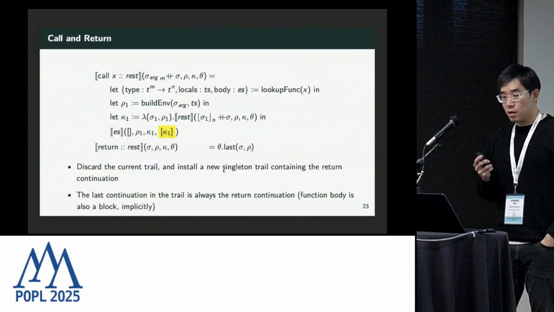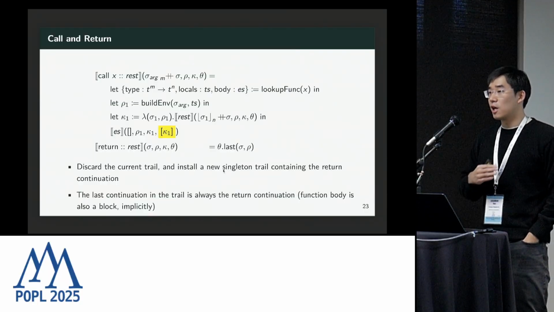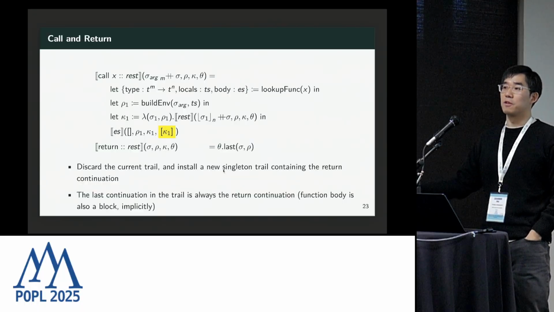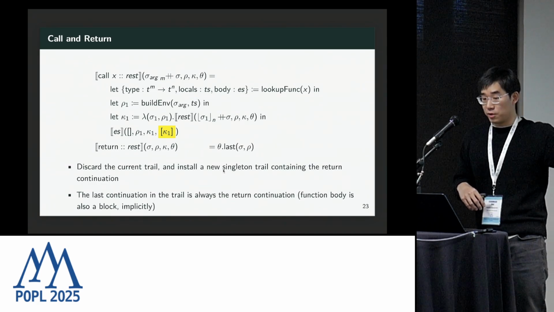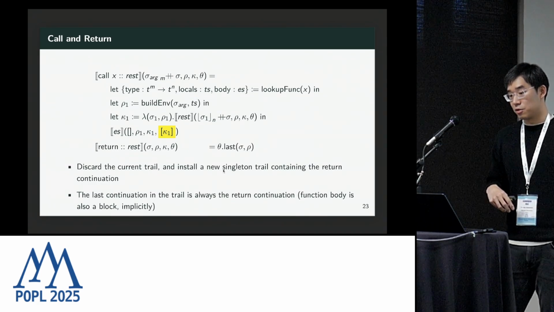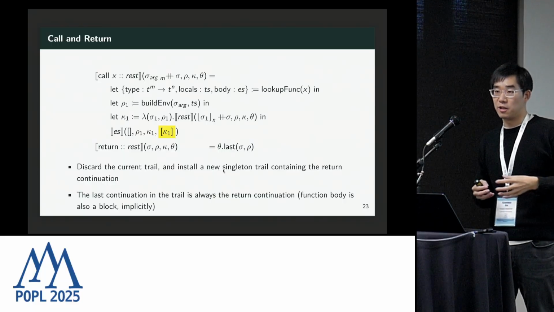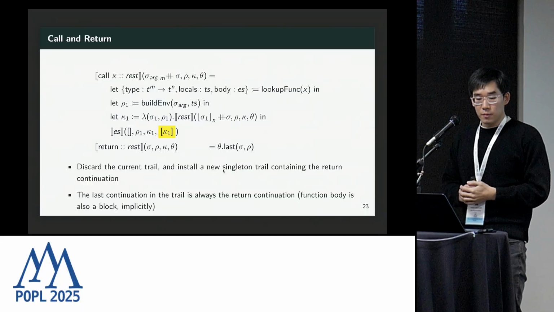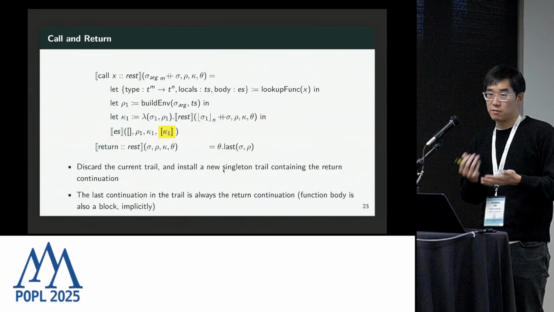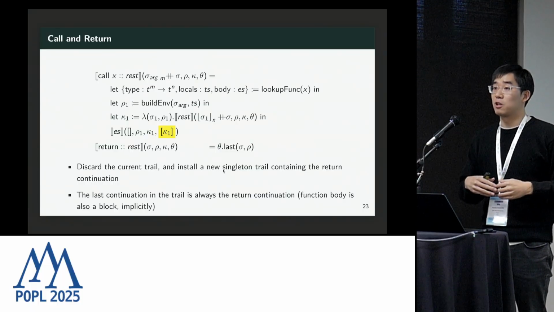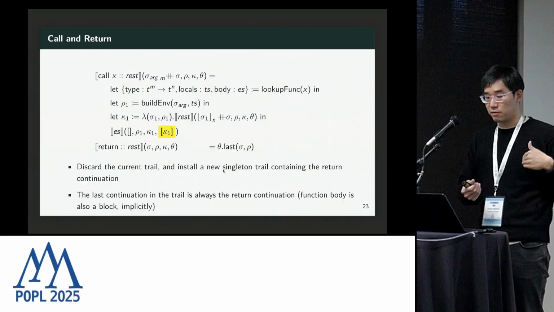Okay. Then we look at function calls, and it's kind of similar to blocks, but we need to retrieve the function body. We just use this auxiliary function lookup function to get the function body. And there's also this build environment to construct an environment containing arguments for this function. We define this kappa 1, which is a continuation for this function call, meaning that we're recursively applying the semantic brackets on the rest of the instructions right after the function call.